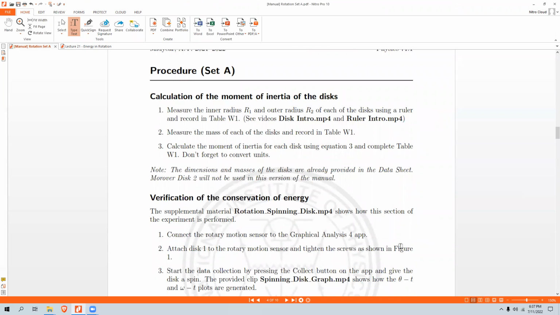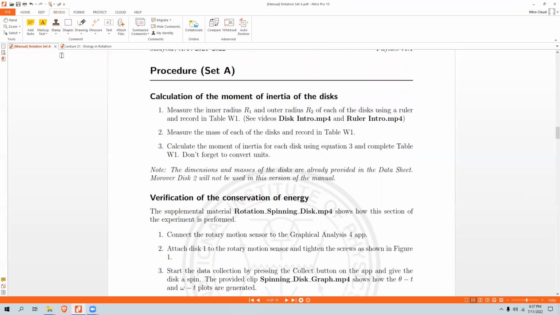The first procedure is to calculate the moment of inertia of the disks. Here, the inner and outer radii of each of the disks are already measured. The masses are also already measured. You will have to calculate the moment of inertia for each disk using equation 3 and complete table W1. Don't forget to convert units. We will be looking at this in detail later on. The dimensions and masses of the disks are already provided in the datasheet. This too will not be used in this version of our experiment.